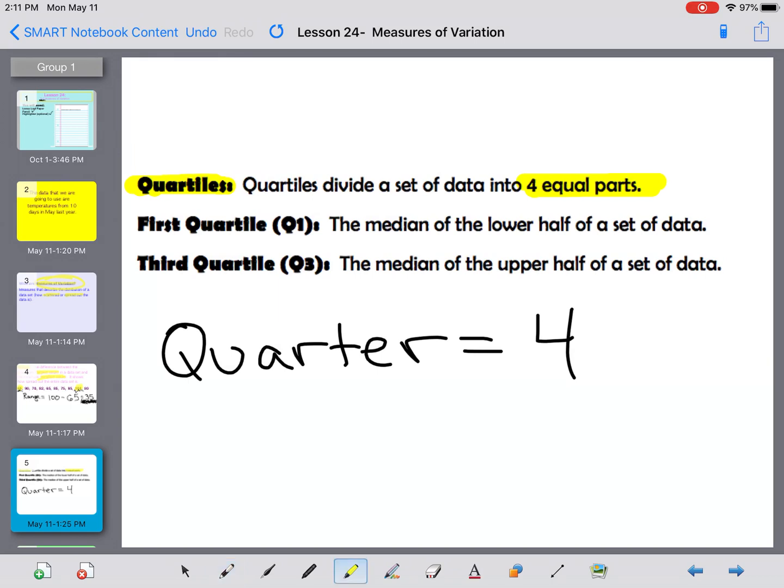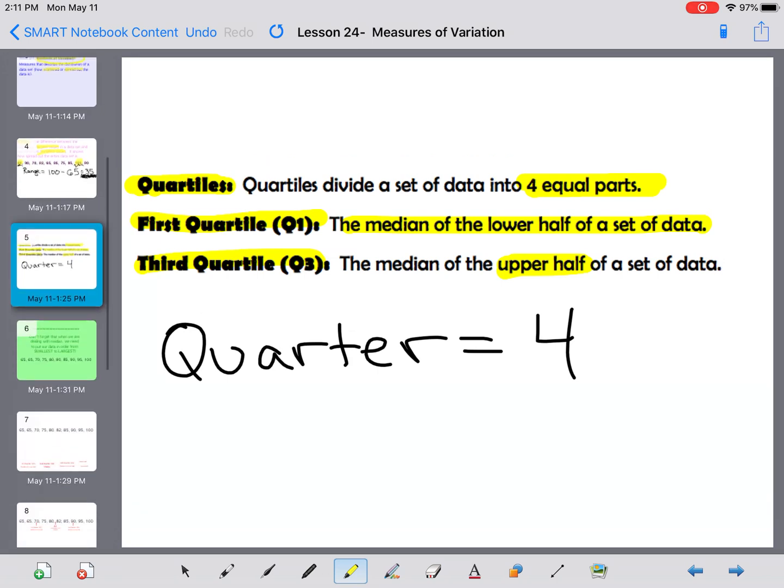So today we're going to be looking at this new term called the first quartile, and you can shorthand it to Q1, and that's the median of the lower half of our data. And we're also going to be looking at quartile 3, and that's the median of the upper half of our data. And if you're still going, I'm not sure about this right now, don't worry. Let's take a look at some examples so you know what I'm talking about.